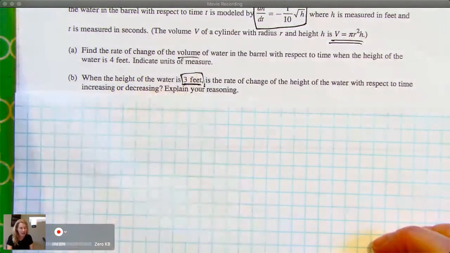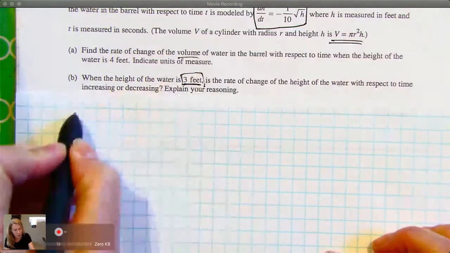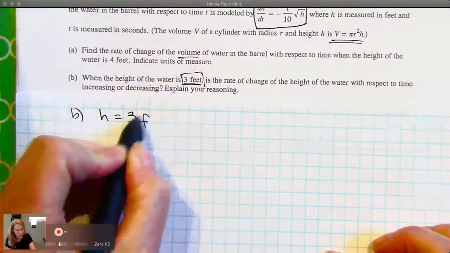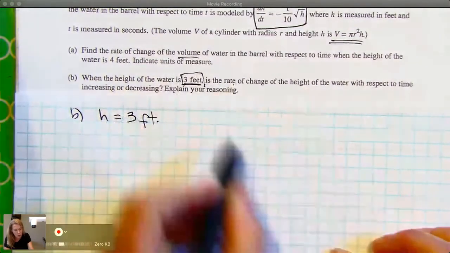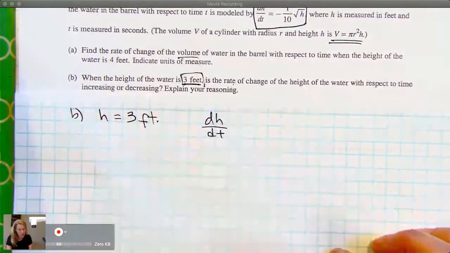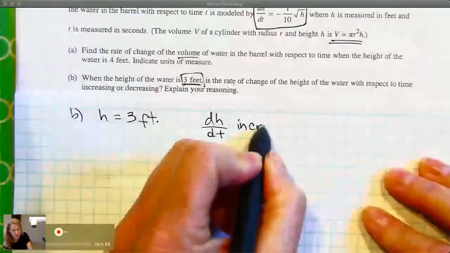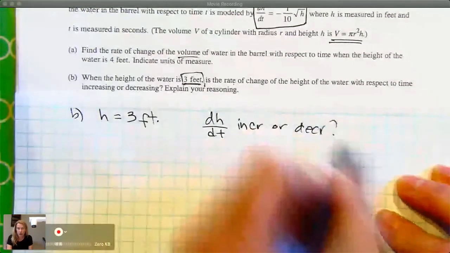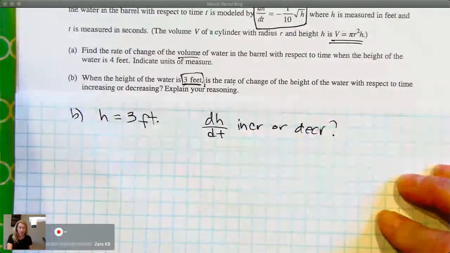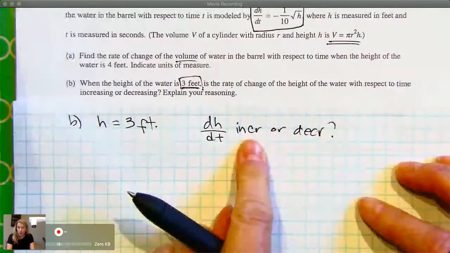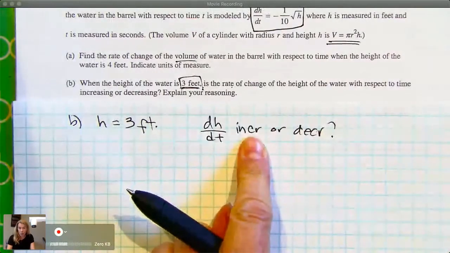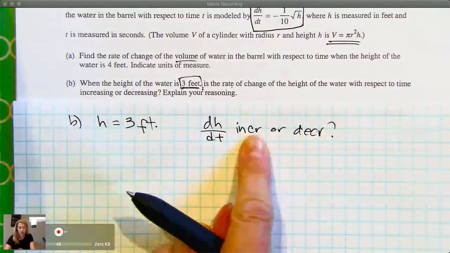We're talking about height, when the height is 3 feet. So for part B, when H is 3 feet, I want the rate of change of the height of water. Is dH/dt increasing or decreasing? That's what I'm looking for here, and explain my reasoning. So just like on problem number 1, part D, was the rate increasing or decreasing?